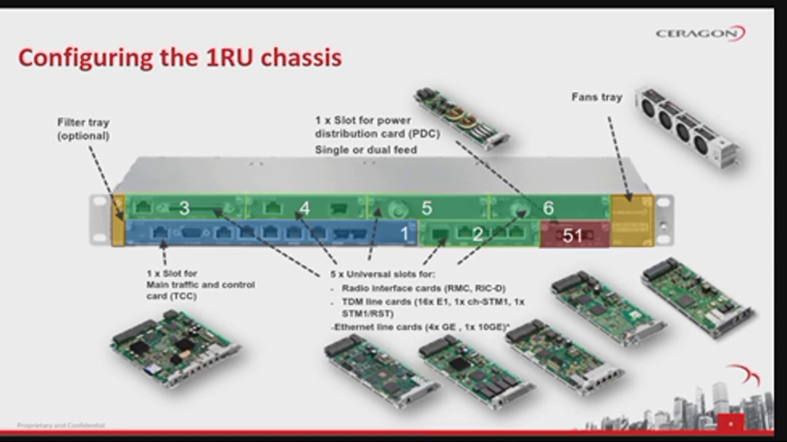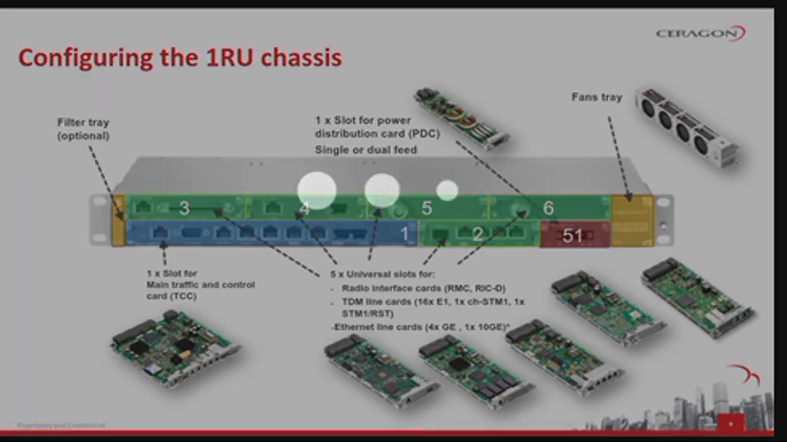3. Line interface cards or LICs with these variants. Ethernet electrical line interface card with 1 gigabit combo interface and 3 gigabit electrical, RJ45 interfaces. Ethernet optical line interface card with 1 gigabit combo interface and 3 gigabit optical interfaces with SFP cages. TDM line interface cards in these variants. 16E1 TDM card. Channelized STM1 TDM card. OC3 or RST Clear Channel 1 STM1 TDM card.